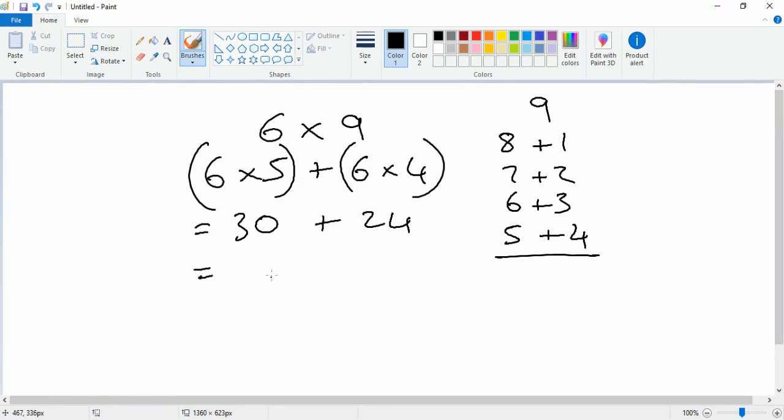When you add those two together, if you can't add like this, go to the side, do your column addition, and you get 54. Make sure you do the addition part correctly after all that hard work.